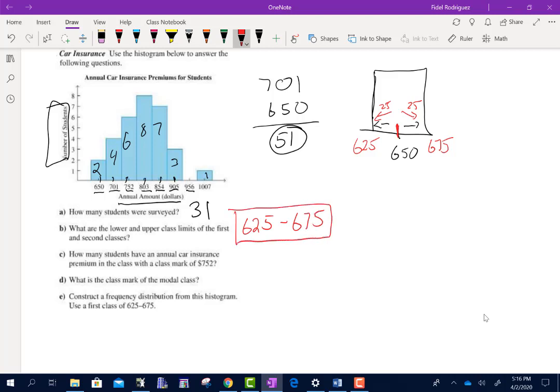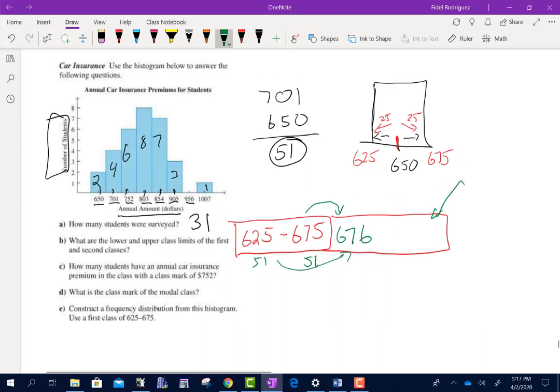This would be my first class, okay? Now, if I'm going to find my second class, remember, this would be the number right after that. That would be 676, right? And remember, if I add 51 to here, I get that number, right? If I add 51 there, I'll come up with the number that I'm going to put right here.